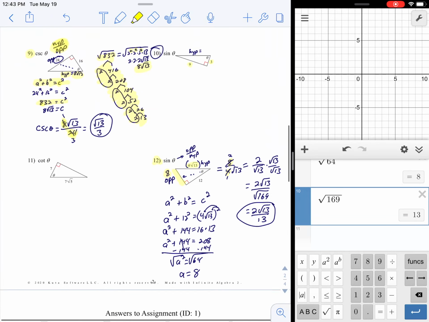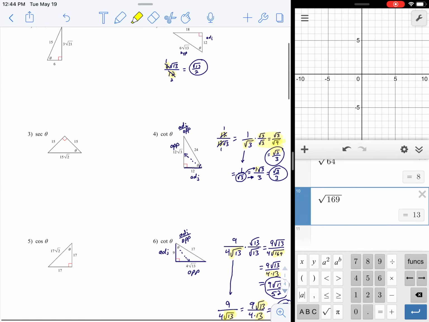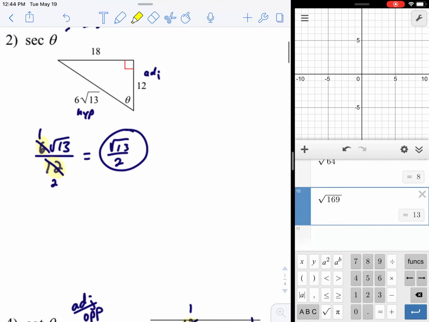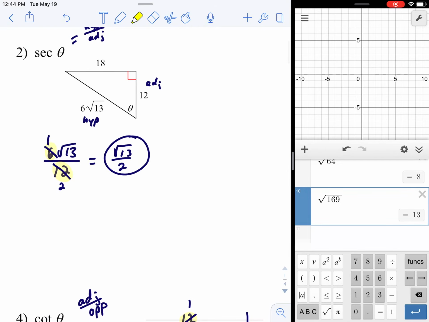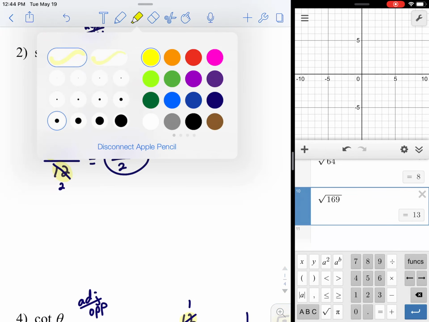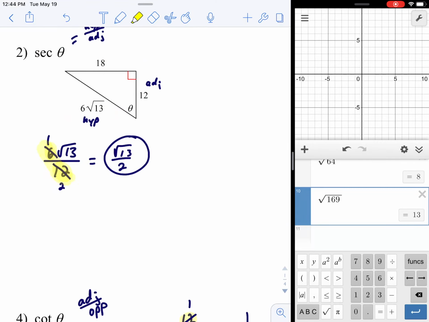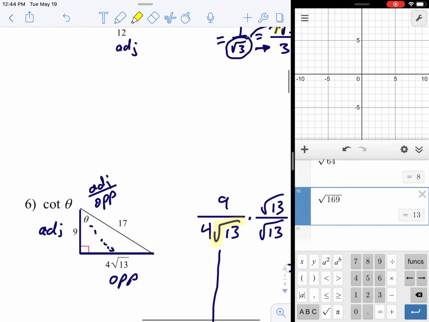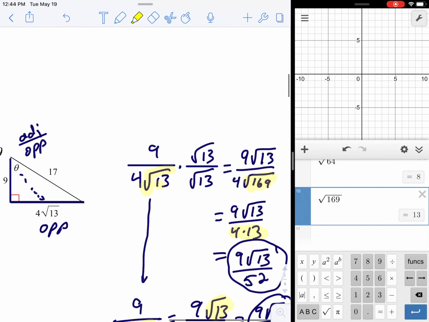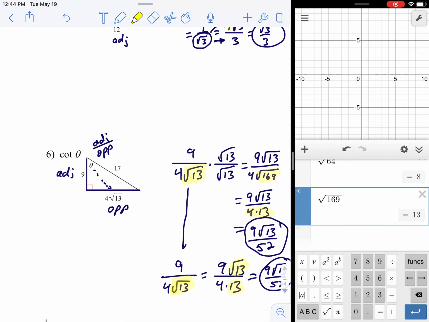So there you have it. The first page, all the numbers you need are given. You just have to set up the ratios, reduce if numbers can reduce, and rationalize the denominator if you ever have a radical in the denominator. So those are the skills you need there.